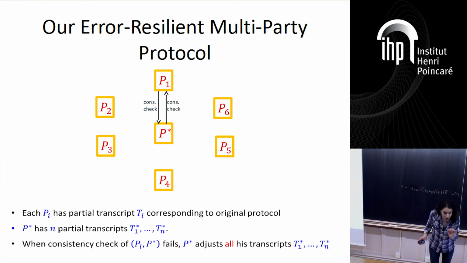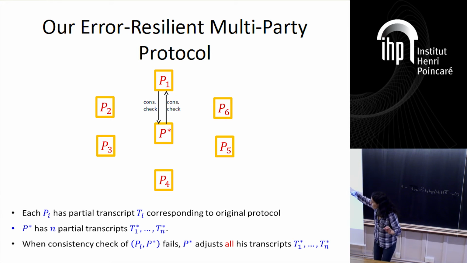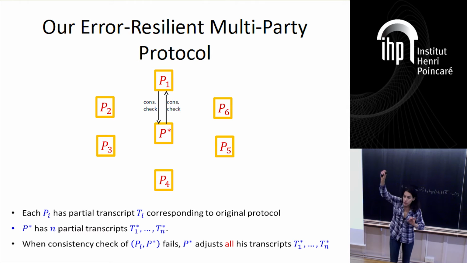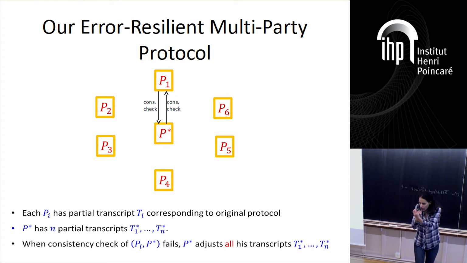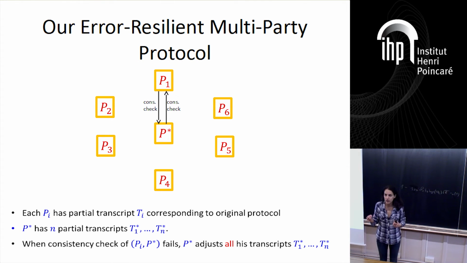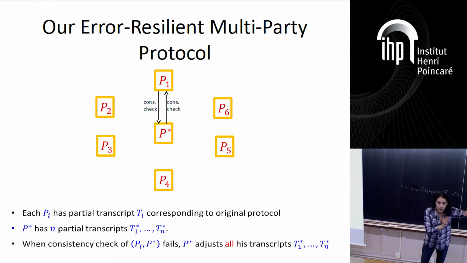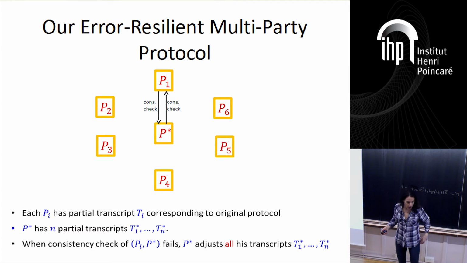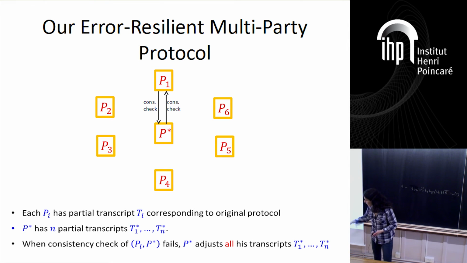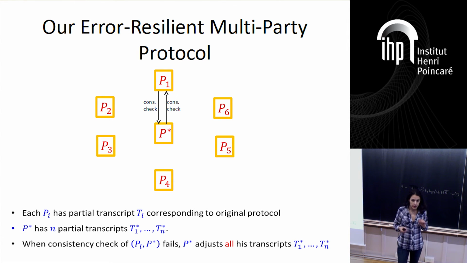P star is different. P star keeps a partial transcript with all of the parties. So he has T1 star, T2 star, and so on, since he talks with everybody. Now, when he finds there was a problem with P1 and needs to go back, he knows that he may also need to erase part of the other transcripts as well. So even when he only talks to P1, he may update all of the transcripts, T1 star up to Tn star. If he saw there was a problem and goes back, that corresponds to reverting the protocol with the other players as well. That's how he orchestrates this entire protocol. So again, when the consistency check fails, P star adjusts all the other transcripts. That's the basic idea.